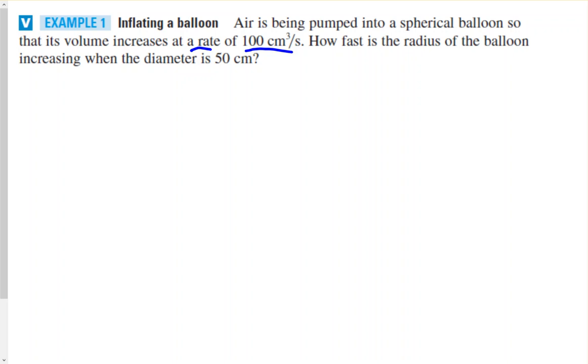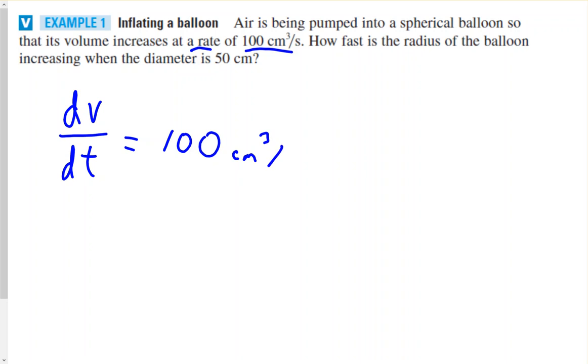Whenever we see the word rate, that's going to be a derivative. So if it's volume increasing, and it's a rate of volume, we will say this will be dV/dt, and that's going to be 100 cubic centimeters per second.